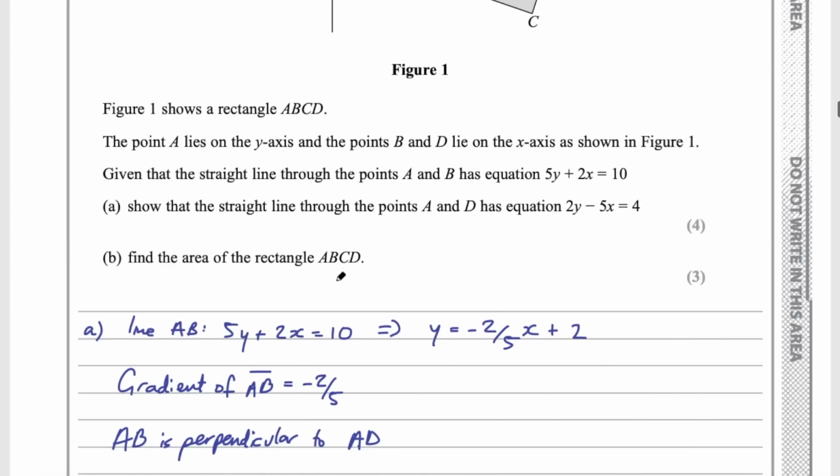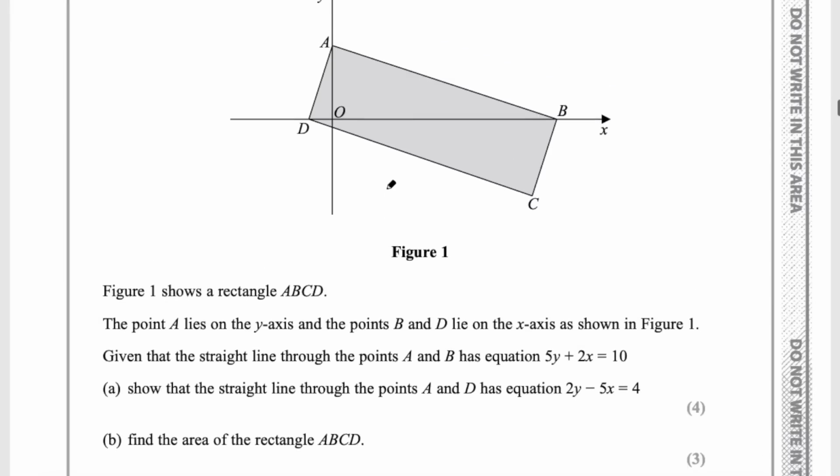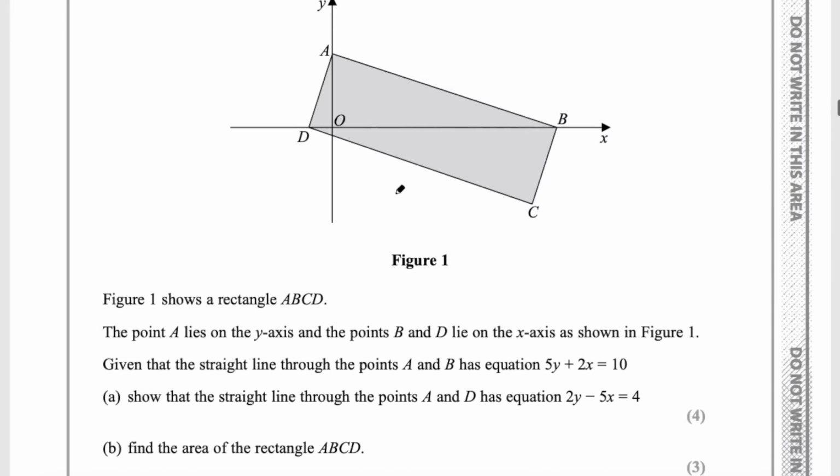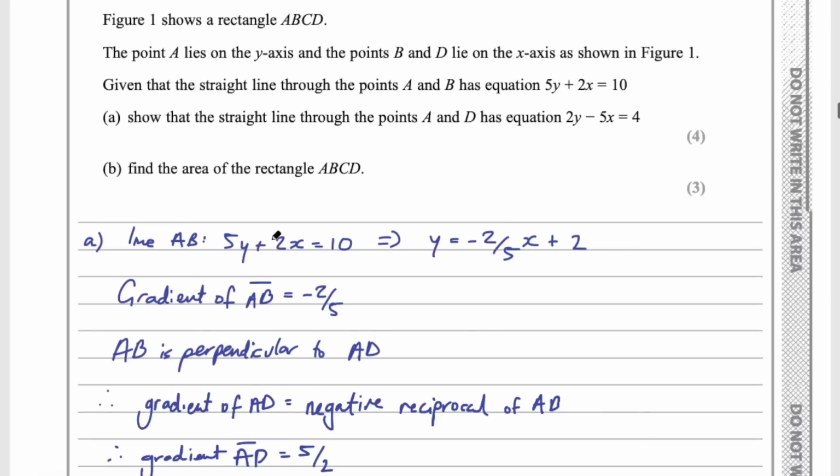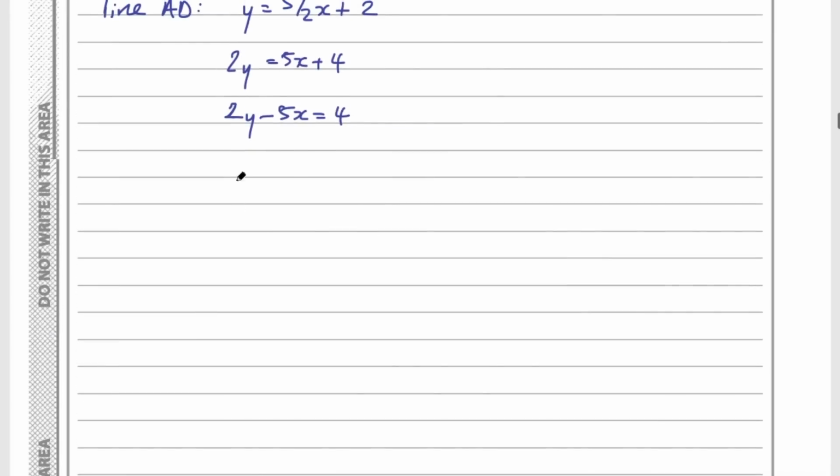Part B says find the area of the rectangle ABCD, so this shaded area in here. A couple of ways to do this. I chose what was, to me, the simplest way. So I found the height and the base of both of these triangles and added those up. You could also use Pythagoras to find these lengths, but I just chose to do it using the coordinates. So starting off for part B, finding area, I need point D and point B as well.